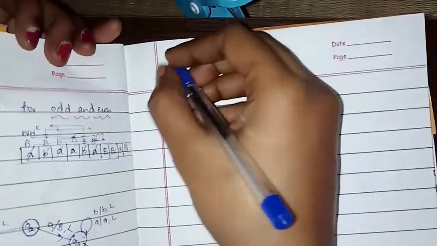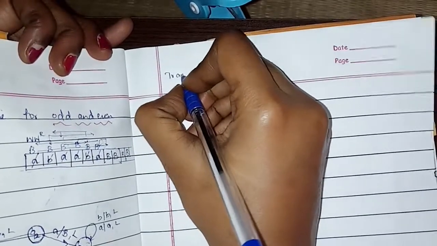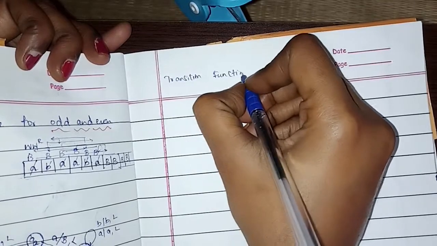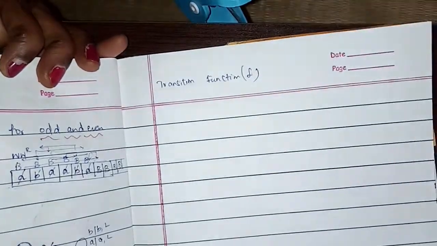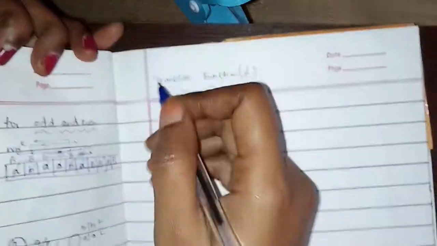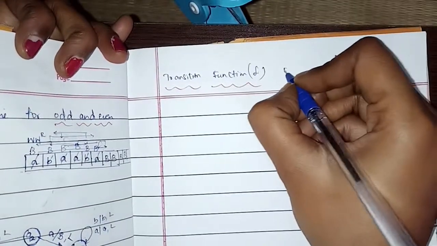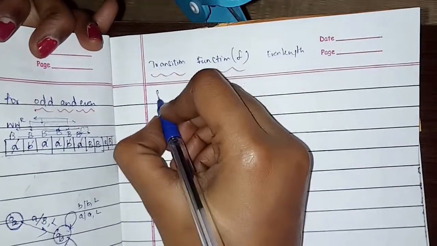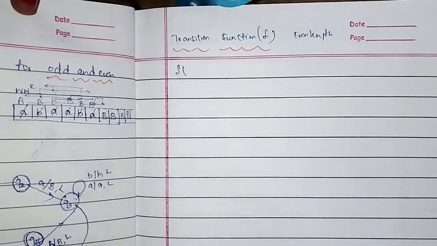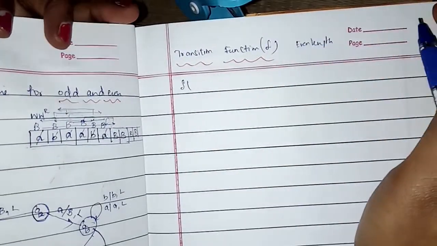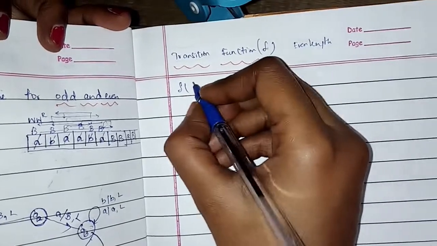So now we are going for the transition function, right? Transition function. For this, I'm writing here only for the odd length and even length palindrome. So even length. Using this odd length diagram, you have to make a transition function on odd length, right?